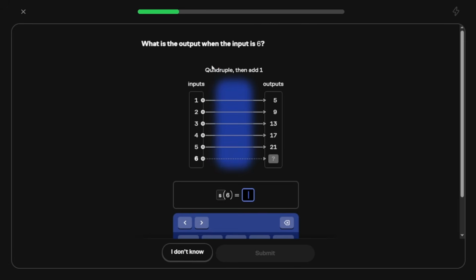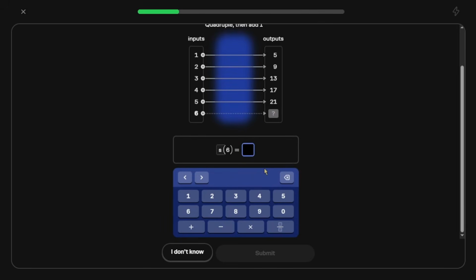So quadruple, then add 1. Quadruple is like multiplying by 4. So multiply by 4 and then add 1. So 1 multiplied by 4 plus 1 is 5. 2 multiplied by 4 is 8, plus 1 is 9. So for 6, 6 multiplied by 4 is 24, and it's 25. So let's continue.